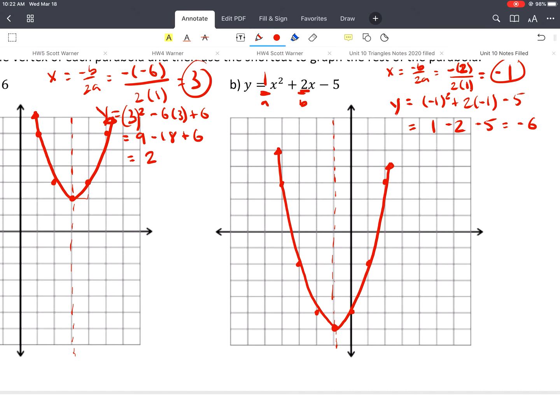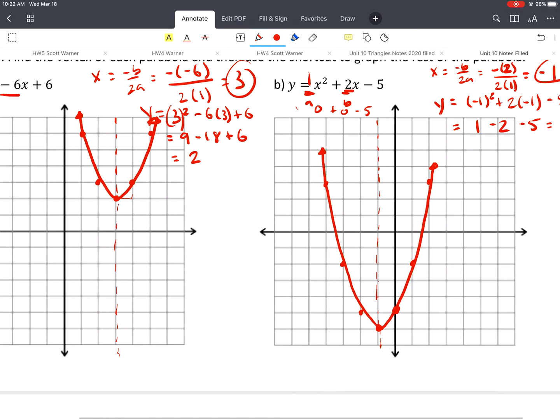You could also check your answer. You could plug 0 in for x, so you get 0 plus 0 minus 5. So you should get negative 5, which here we've got that, so we're good with that. Okay?